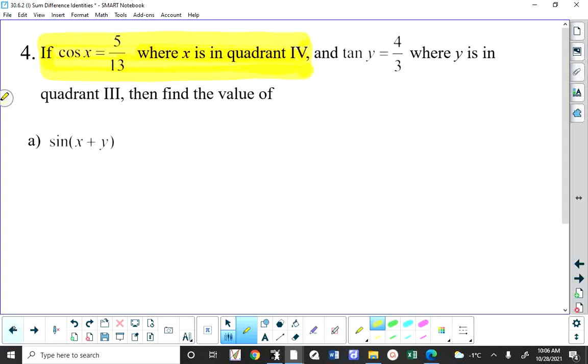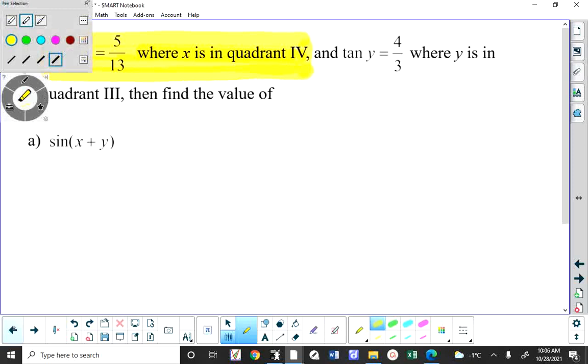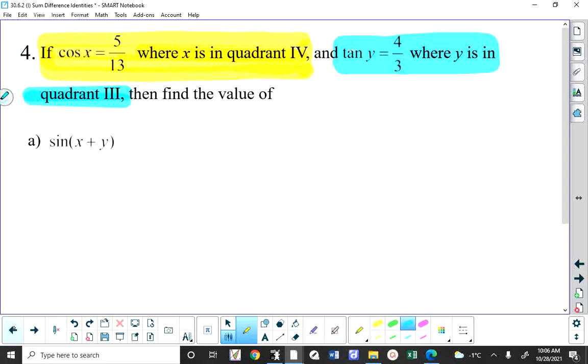Right? And when you take a look at the second statement, tangent of an angle is 4/3 and y is in quadrant 3, the y in the statement I've highlighted in blue is not y on the unit circle, it's theta. The next thing you have to grapple with is that the two thetas are obviously different, which is why I'm using x and y.